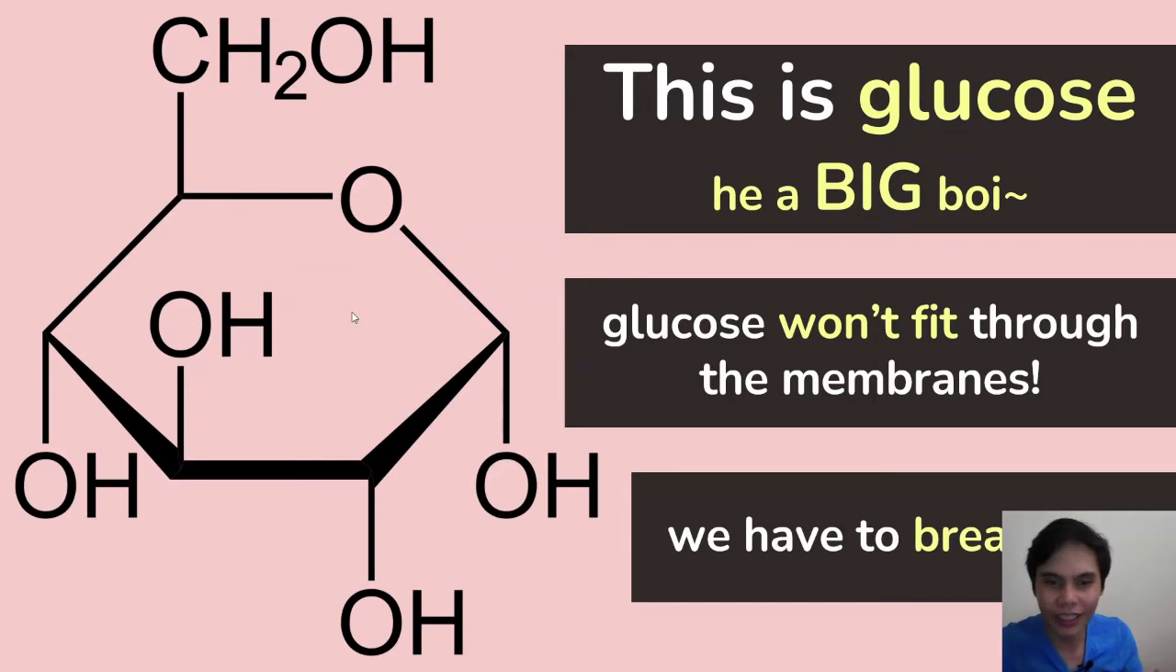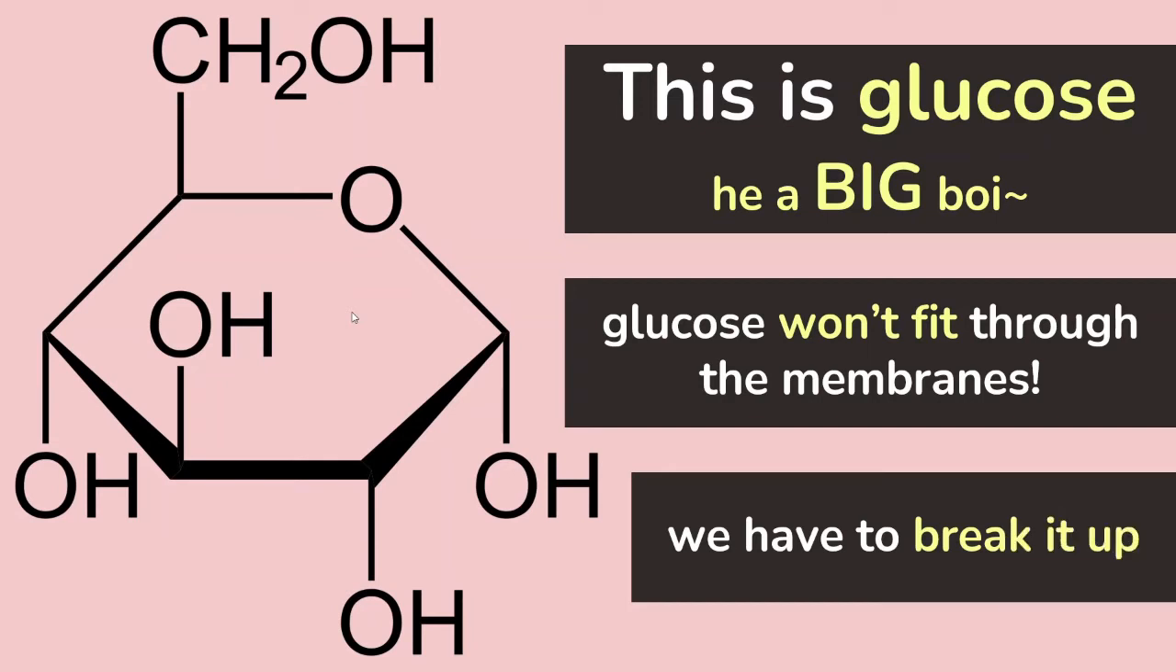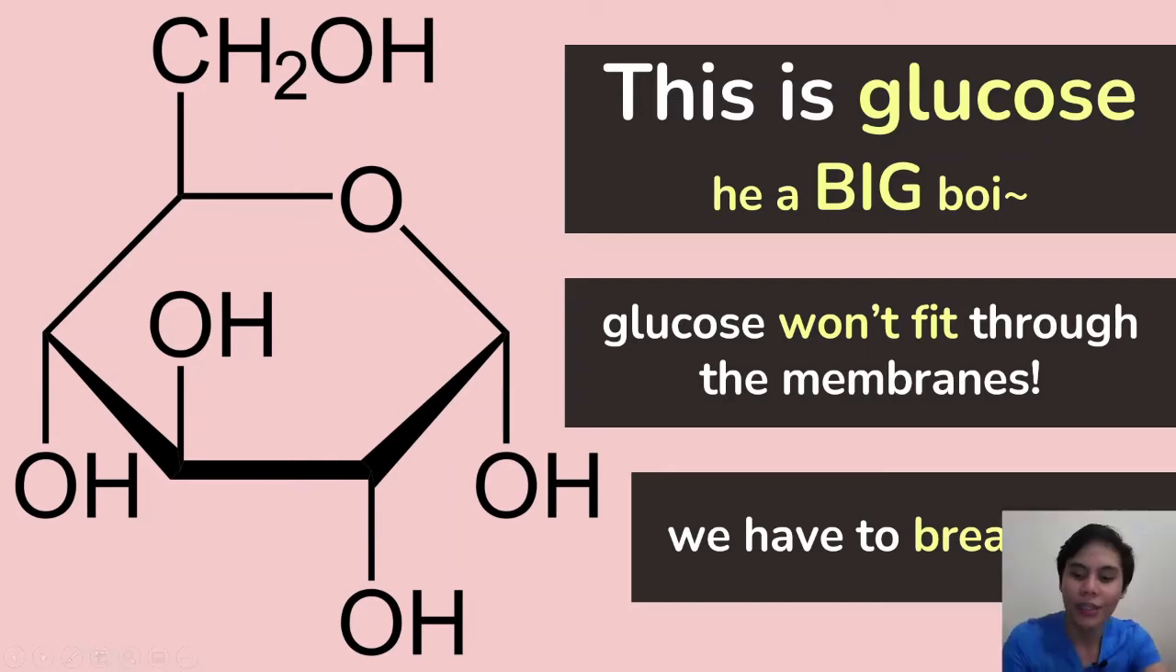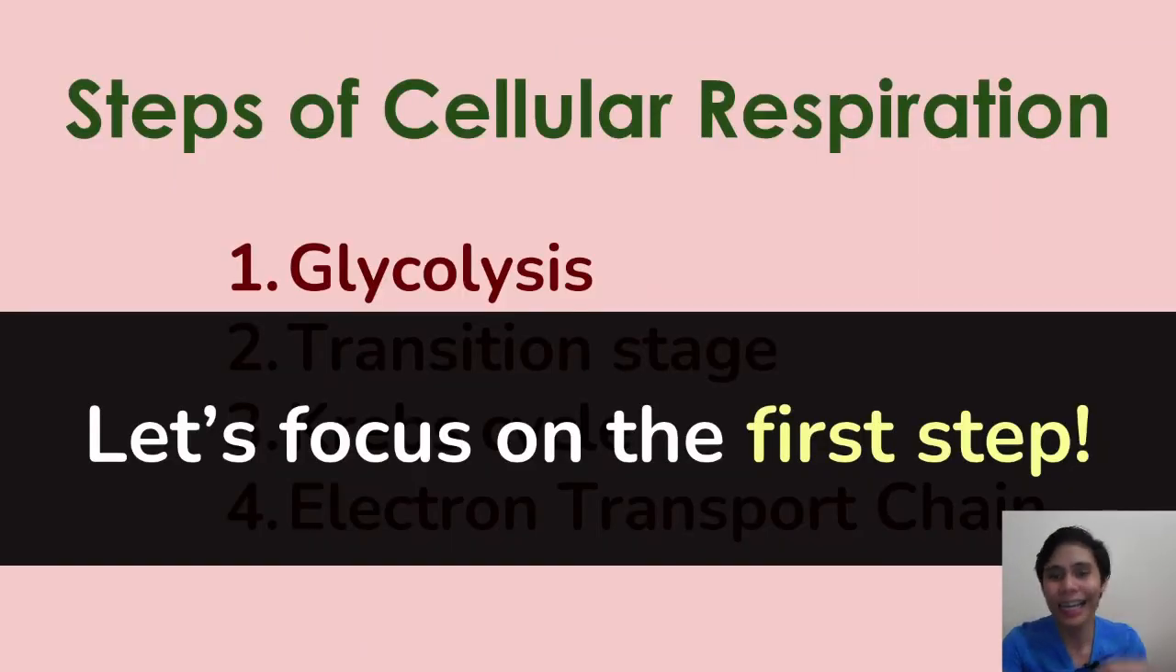He's a big boy. He's like a giant Pita chip, and he won't fit through the mitochondrion membrane, so we have to break your glucose up. So in order to break it up, our first stage of cellular respiration is glycolysis. So literally glucose breakdown, glycolysis.